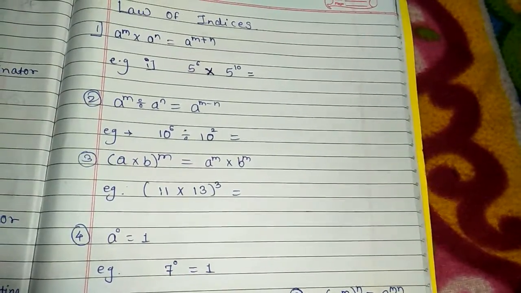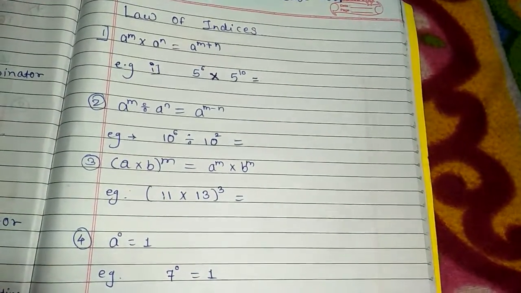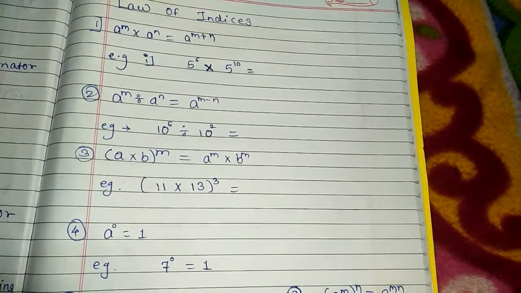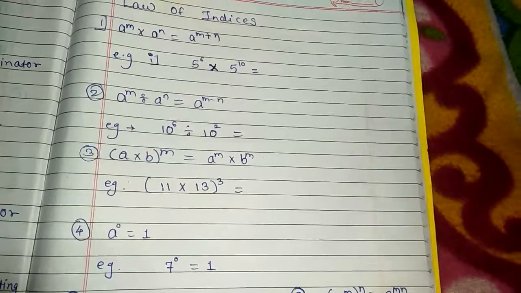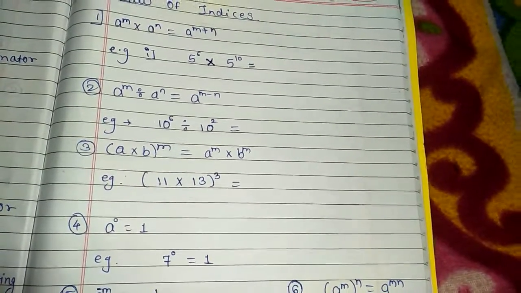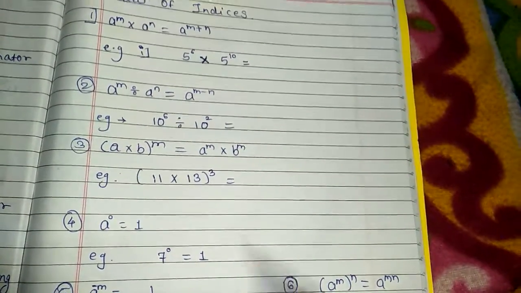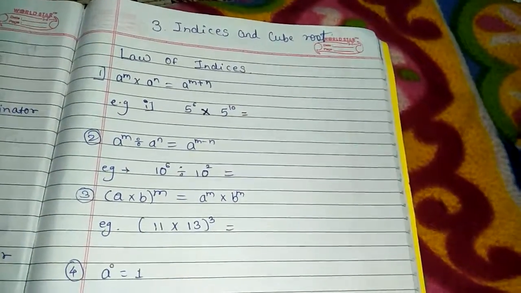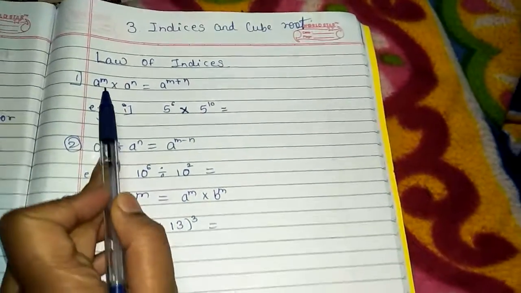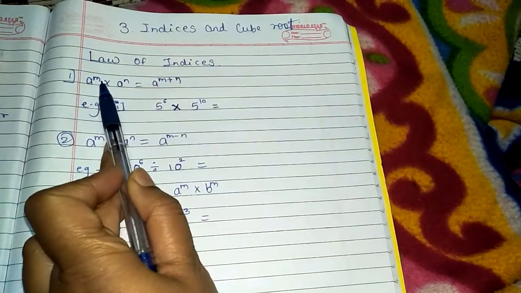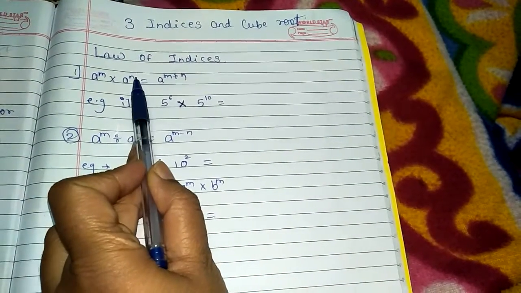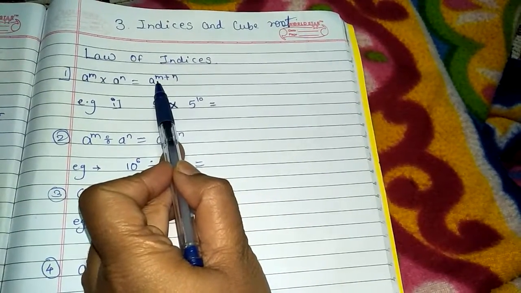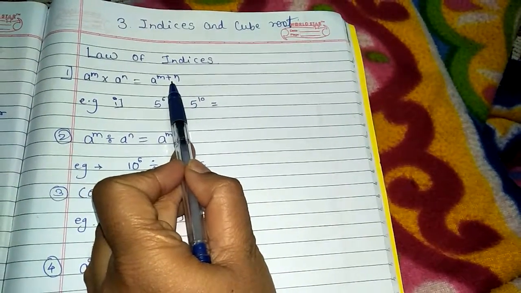You might have studied it in the sixth standard, or in the seventh standard. So the laws of indices. The first law, I gave you the laws and the examples. So the first law is what? a power m into a power n is equal to a power m plus n.